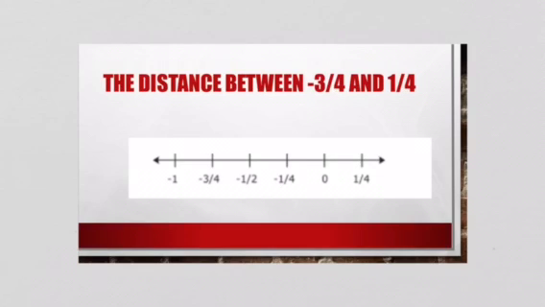So luckily these both share the same unit, which makes it easy to do. So when we count, we've got to remember we're counting by fourths. So this would be 1/4, 2/4, 3/4, 4/4, or 1 unit apart. So negative 3/4 and 1/4 are 1 unit apart.